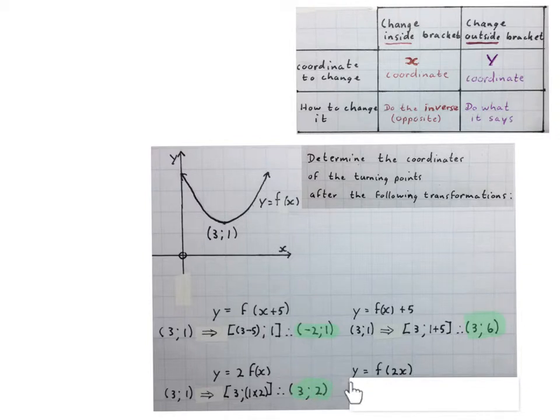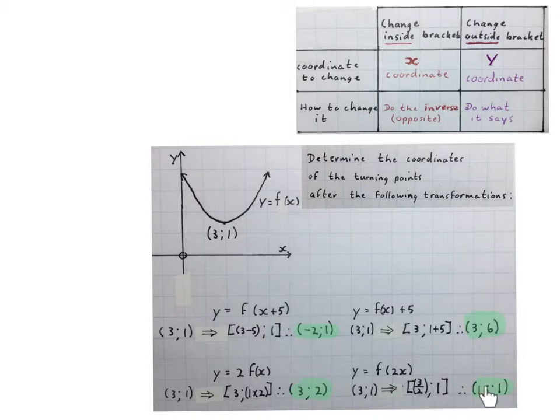The next transformation, they ask us y equals f of 2x. The 2 is inside the bracket, so it will influence the x value, and I do the opposite of what I see. It says here 2 times x. We take the original coordinate, we take the x value and we divide it by 2, because it says here 2 times, we do the opposite, and we keep the y value. Then the coordinate will be (1.5, 1) after the transformation. Please stop the video and get your brain around these 4 transformations.